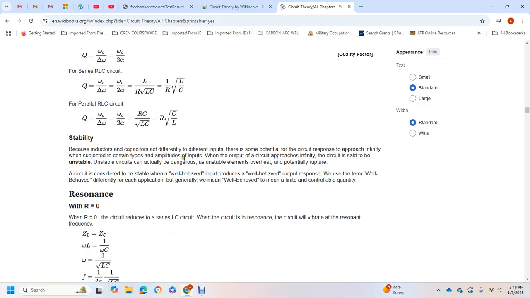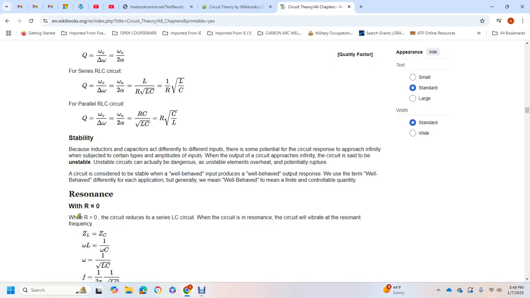Unstable circuits can actually be dangerous. Unstable elements overheat and can potentially rupture. Circuits are considered stable when they are well behaved. They produce a well-behaved output response, which may differ in each application, but generally we mean well behaved to be a finite, controllable quantity.